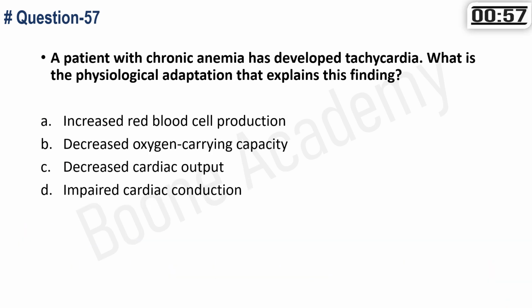Question 57. A patient with chronic anemia has developed tachycardia. What is the physiological adaptation that explains this finding? A. Increased red blood cell production. B. Decreased oxygen carrying capacity. C. Decreased cardiac output. D. Impaired cardiac conduction. You have 1 minute to answer your question.